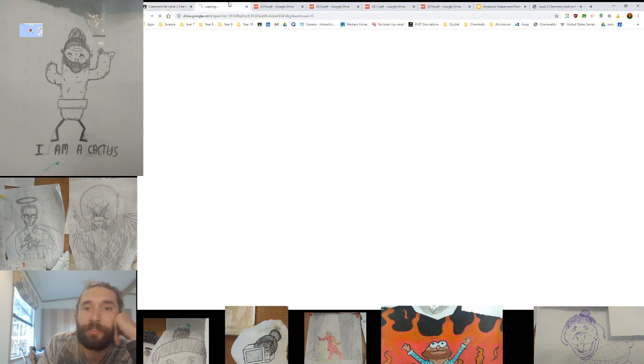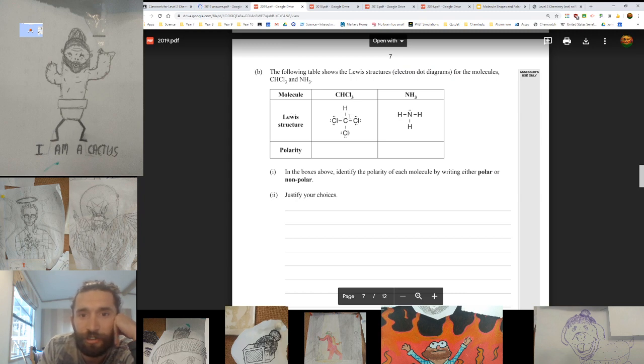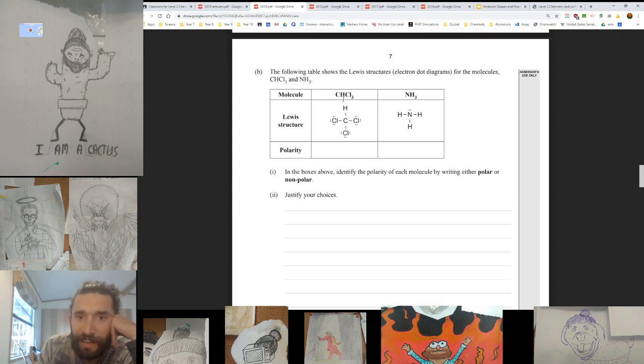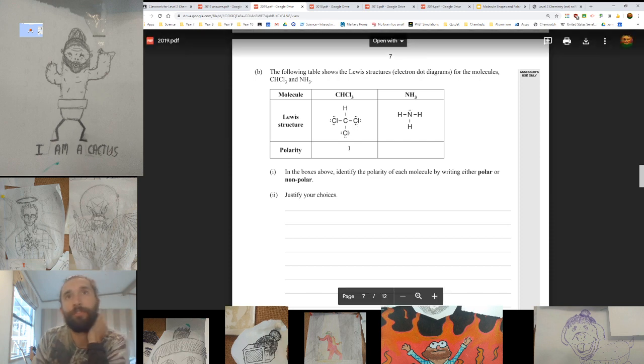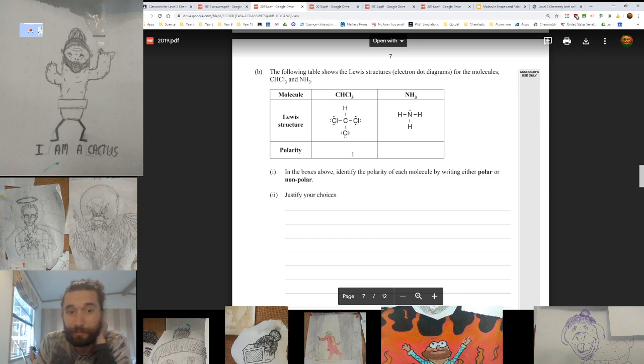So let's have a look at this 2019. On 2019, here is a question. We have CH3Cl and NH3, and you've got to say which ones are polar. Just looking at those, I would say they are both polar. But why do they say that?